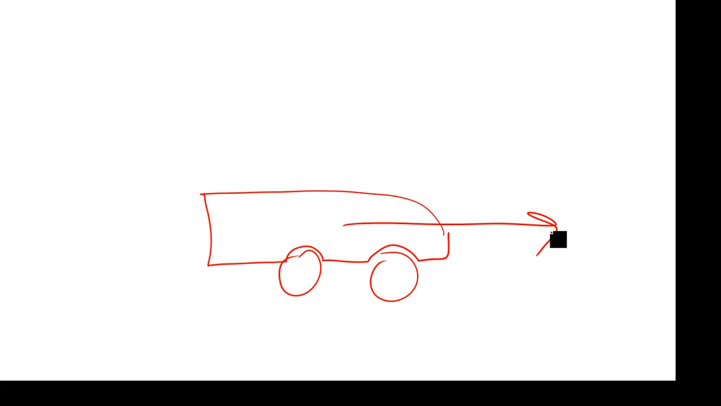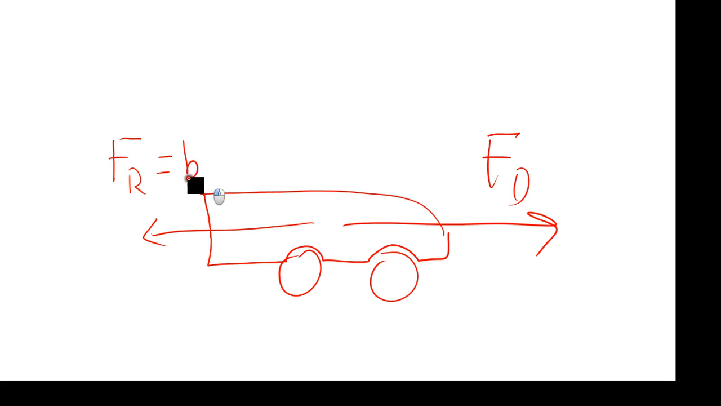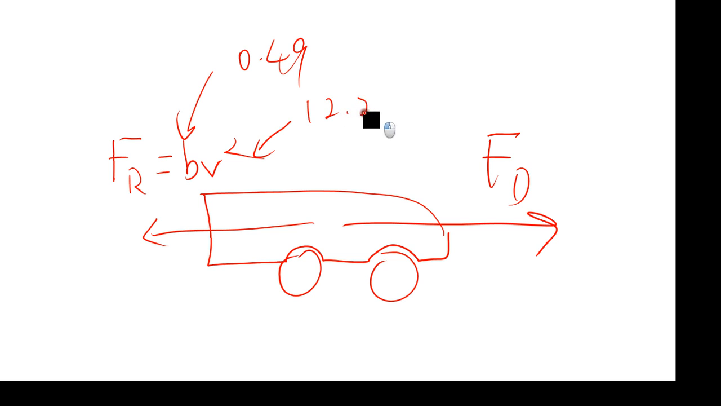Okay, so you have the driving force FD, and you're asked to find this. But a lot of students forget that there is a resistive force given by bv squared. We have previously shown that b is 0.49. You know that the velocity is 12.5 meters per second. So you can essentially calculate this.